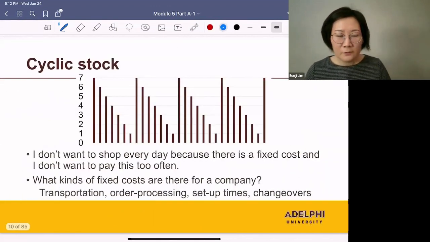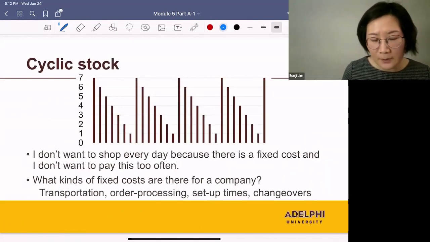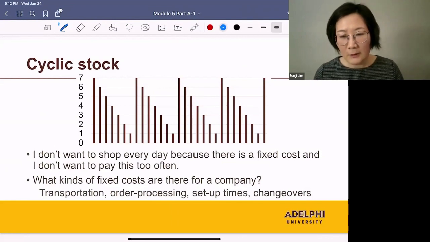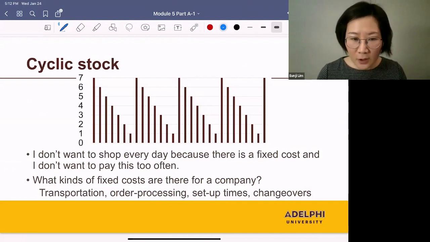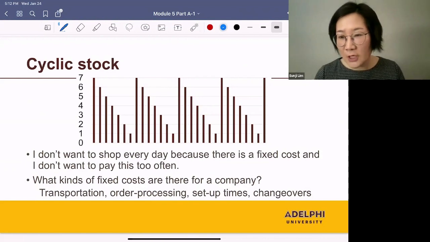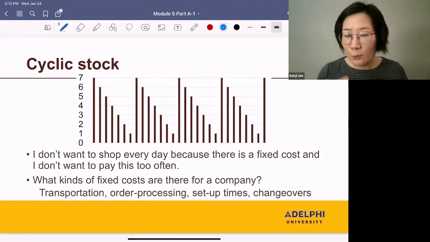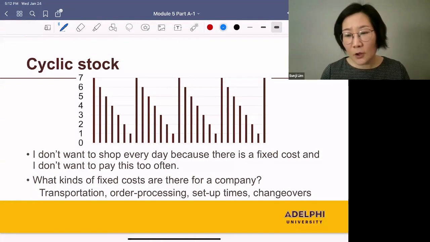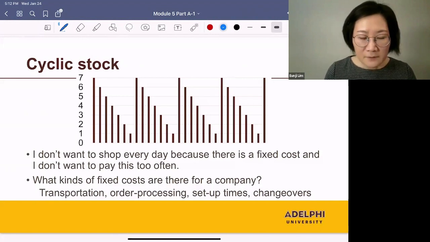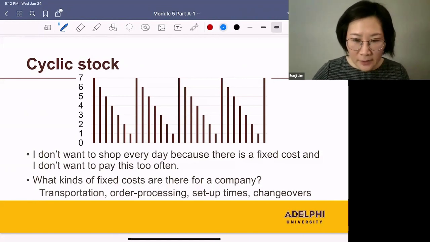The first reason was I don't want to go shopping every day because I need to drive to the store. And that costs me time and money. And that's a fixed cost that incurs no matter how much food I buy in one shopping. Even if I buy one apple, I need to drive to the store. And this is a fixed cost, and I don't want to pay this too often.